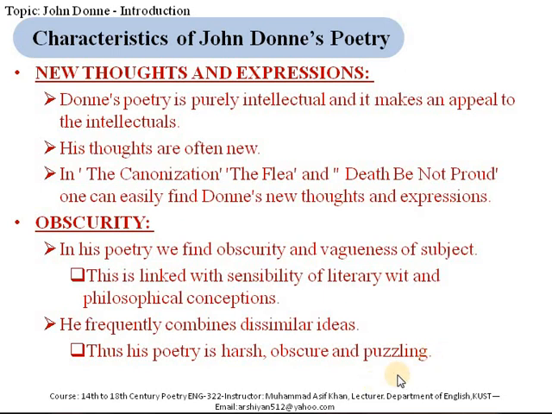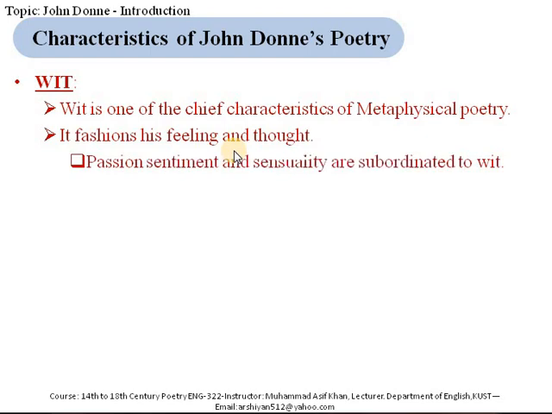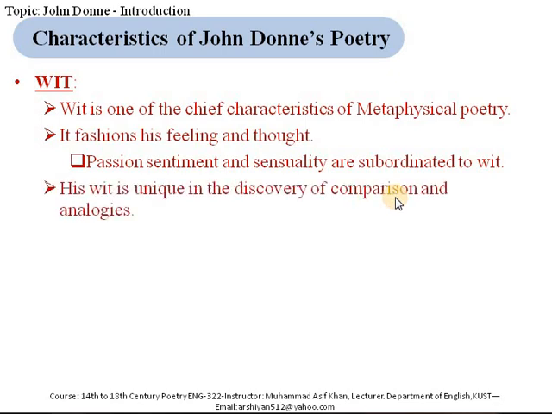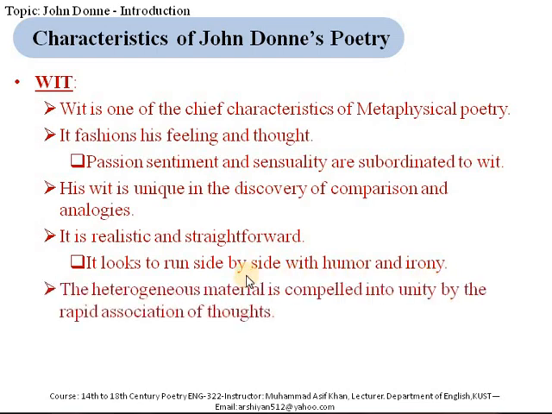So wit is one of the chief elements of his metaphysical poetry, and it is found everywhere in his works. So it fashions his feelings and thoughts. The style of John Donne is embedded in wit. But we see that his passion, sentiments, and sensuality are all subordinated to the wit. And we also see that his wit is unique in discovering comparisons and analogies. His wit is very realistic and straightforward, and it runs side by side with the humor and the irony he uses in his poetry. So all these heterogeneous materials coming from different branches of knowledge are compelled into a unity by the rapid association of his thought and his wit.